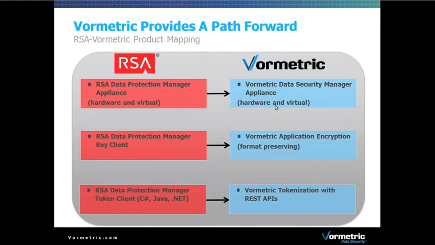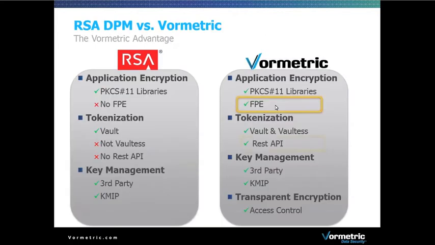And then below that, of course, Vormetric offers tokenization. And our tokenization, instead of installing libraries, is simply called using REST APIs. So on paper, their Protection Manager maps to the Vormetric Data Security Manager. Their libraries for app encryption map to our libraries for app encryption. And then, of course, they have a token client, where our tokenization is just called using REST APIs.